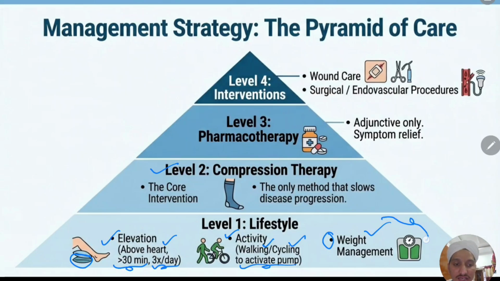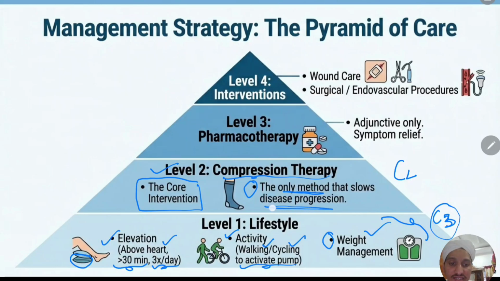So this may be enough at C3 stage, but at C4 stage you may require, or at C3 stage also you will have this compression therapy. What should be the grading, we will learn in the coming slides. So level 2 is the compression therapy. This is the core intervention. Why? The main culprit in CVI is the venous hypertension. So if you use compression therapy, that venous hypertension will be reduced, because that will decrease the reflux of the blood in the veins. And this is the only method that slows the disease progression.